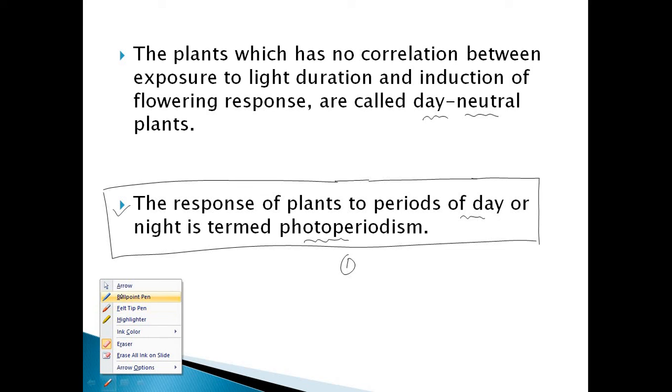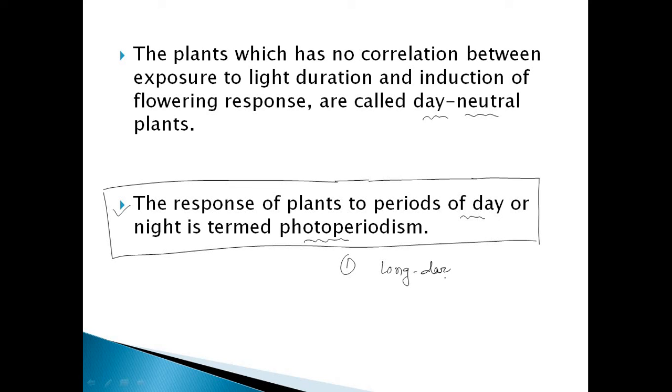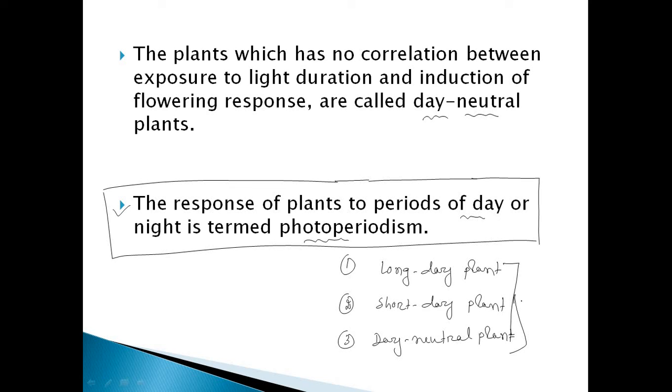One is the long day plant, short day plant, and the third one is the day neutral plant. These are the three kinds of plants according to photoperiodism.